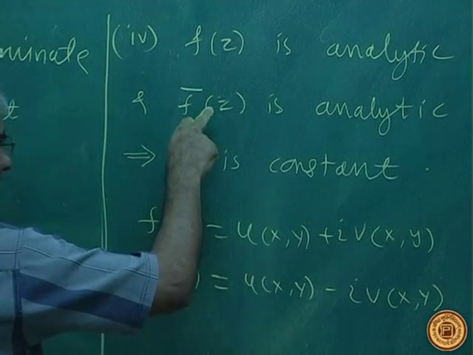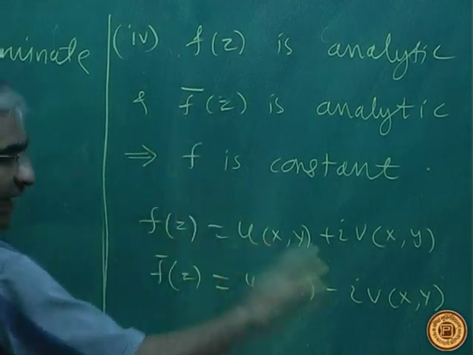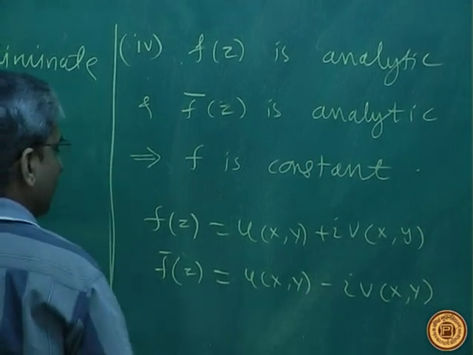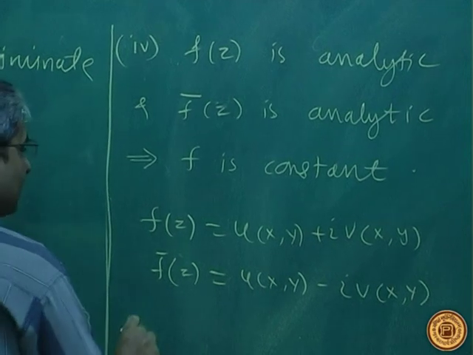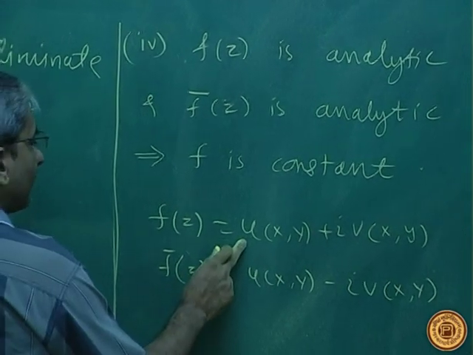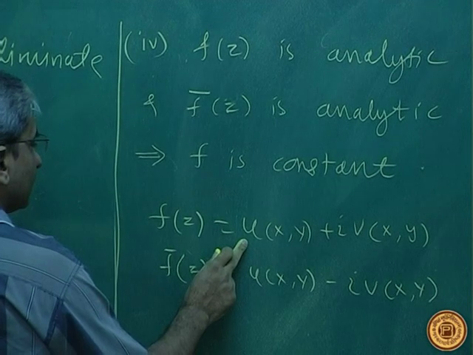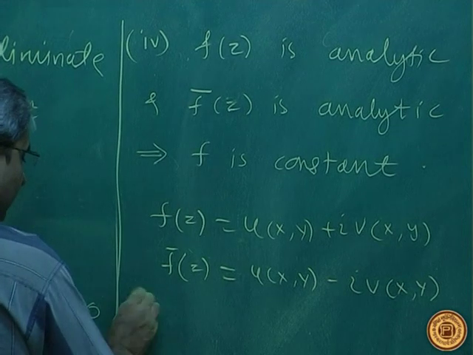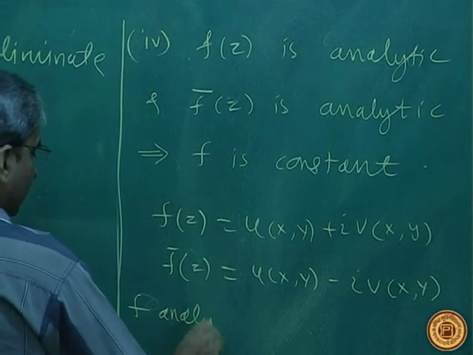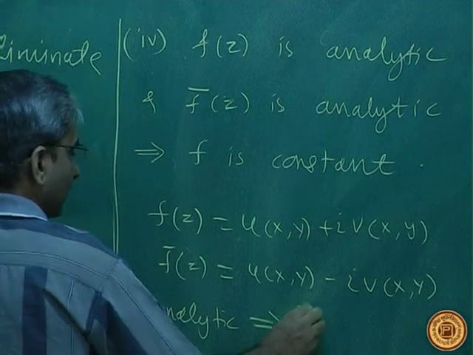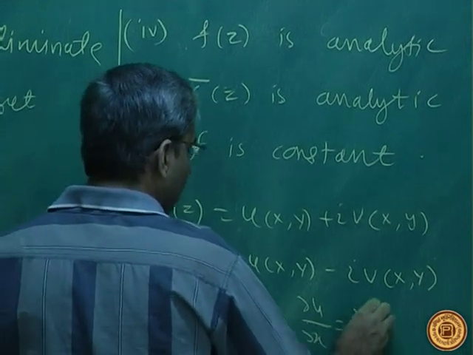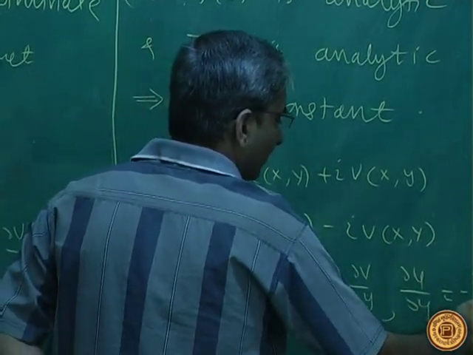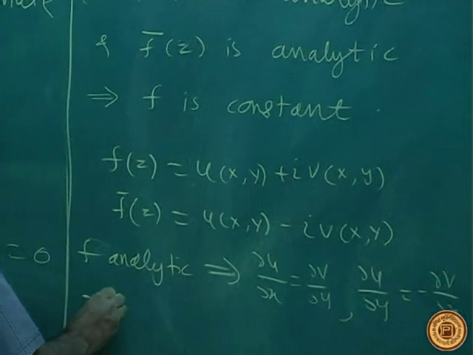We shall see what happens if we write f z bar, but as it is given there, it is f bar z. That means u(x,y) minus i times v(x,y). So if this is analytic, what happens? So f analytic implies ∂u/∂x equals ∂v/∂y, and ∂u/∂y is minus ∂v/∂x. And f bar analytic means what?